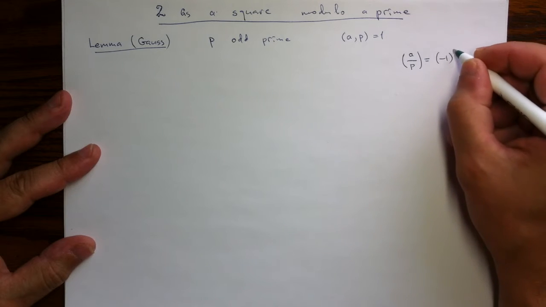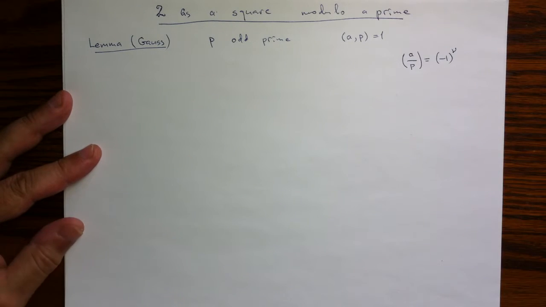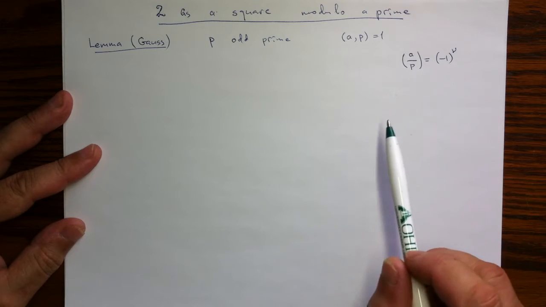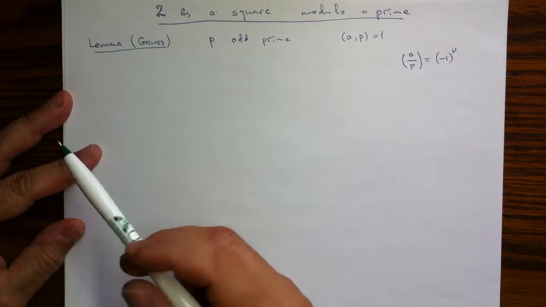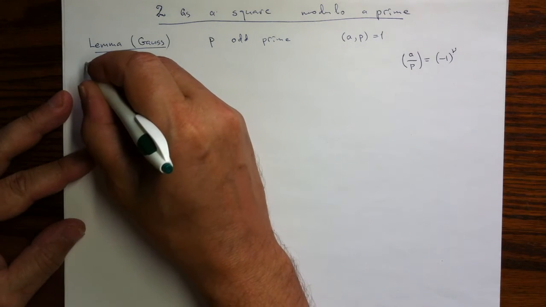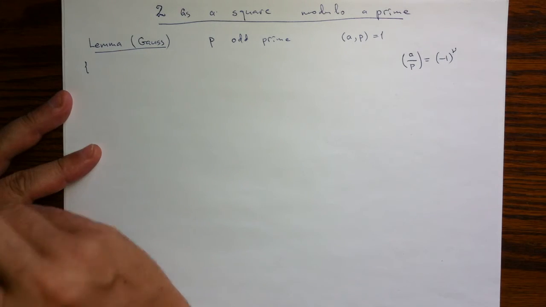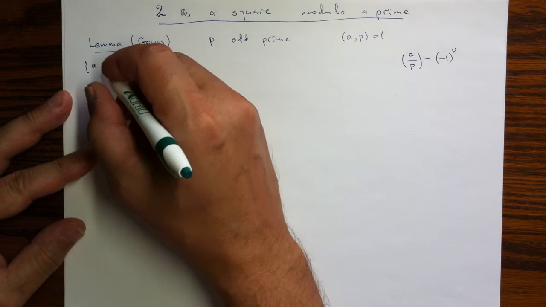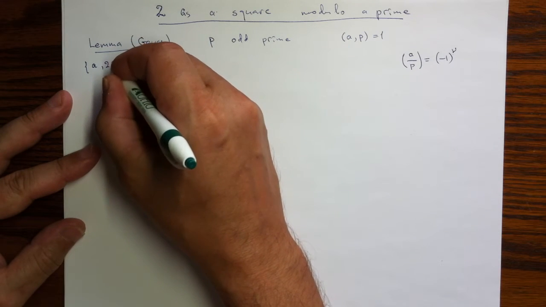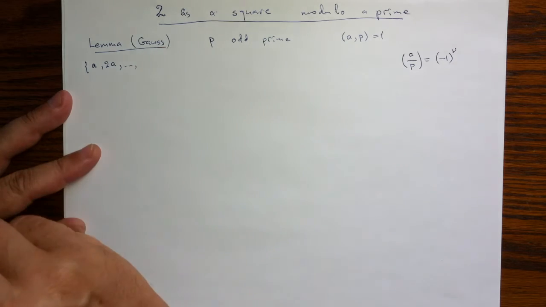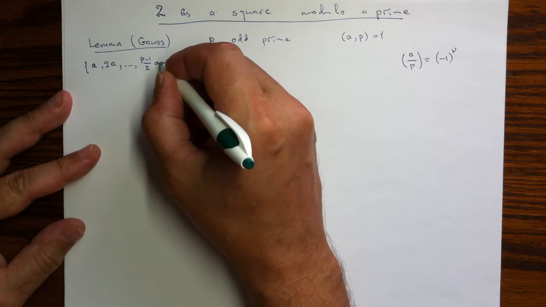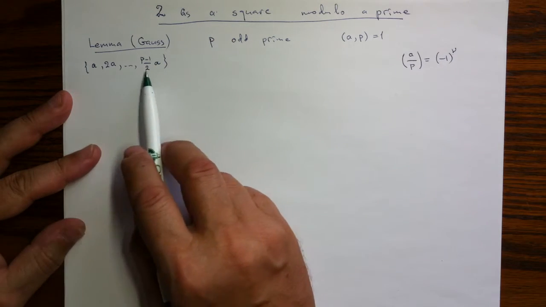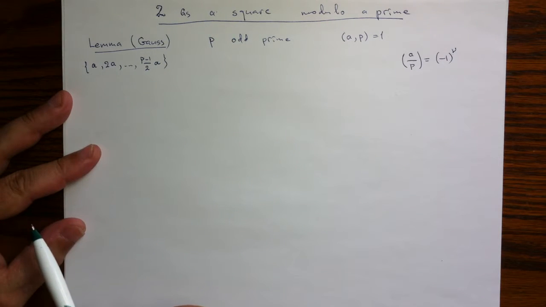So that will be -1 to some number, as a Legendre symbol is plus or minus 1, and this exponent is explained in the statement of the lemma. To find this exponent, you could take all the multiples of a. Not all really, sorry, I said it wrong. We'll be just taking the first (p-1)/2 multiples of a. So in total I'll just have half of the non-zero numbers modulo p.